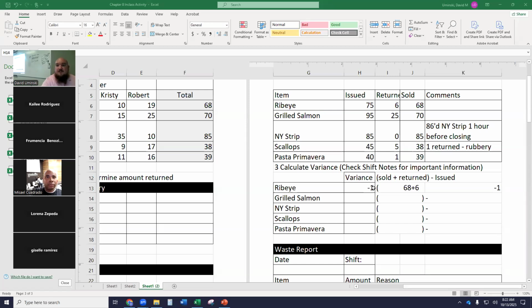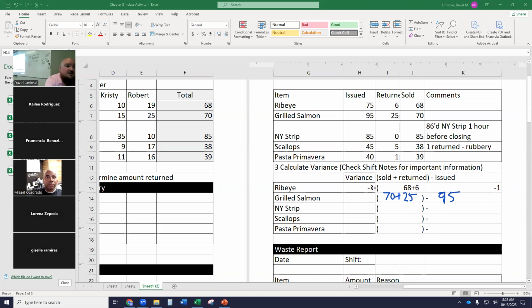So grilled salmon, we sold 70. How many did we return? We returned 25. So 70 plus 25 is 95.